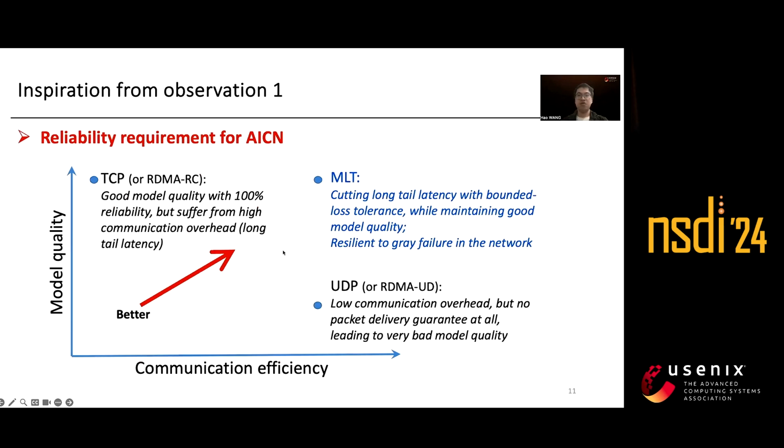Such a bounded loss tolerance feature inspires us to design a semi-reliable network transport, which can safely cut the long tail and maintain the application requirements. Traditional transports, for example, TCP, focus on reliability and are less efficient, while UDP is the opposite. Meanwhile, with such a bounded loss tolerant feature, we can tolerate slight packet loss due to the above-mentioned gray failure.